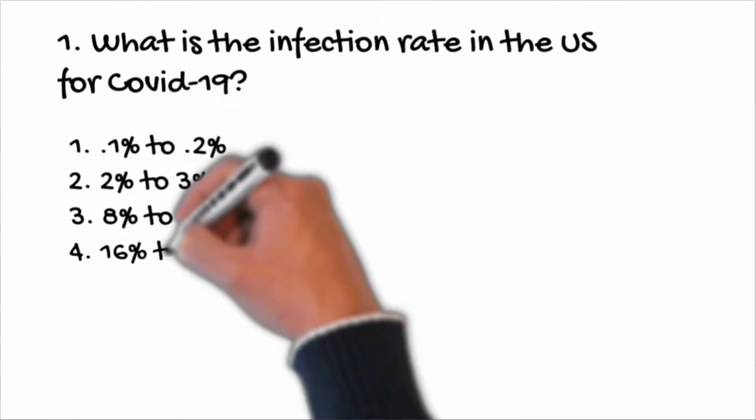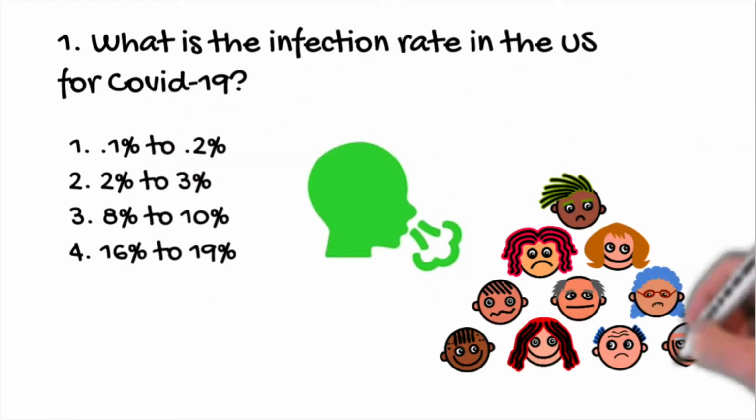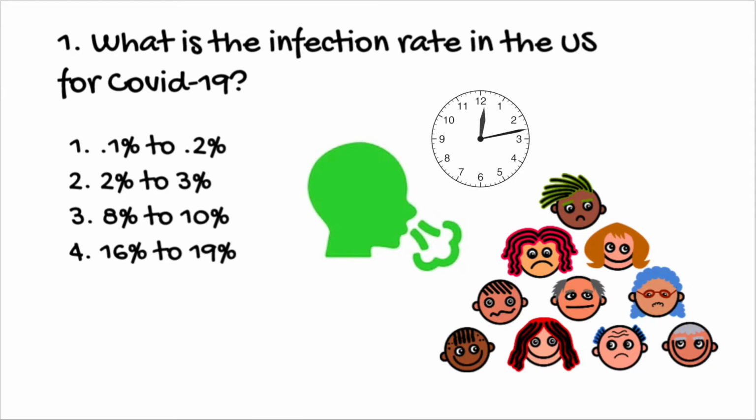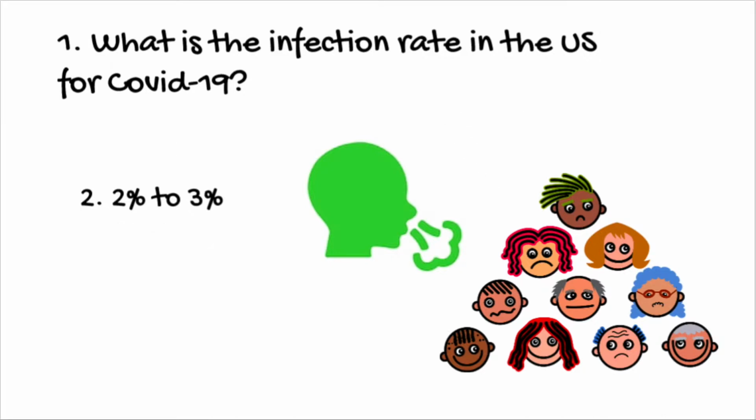What is the infection rate in the U.S. for COVID-19? 0.1 to 0.2%, 2% to 3%, 8% to 10%, or 16% to 19%? The answer is 2% to 3%. Did you get it right?